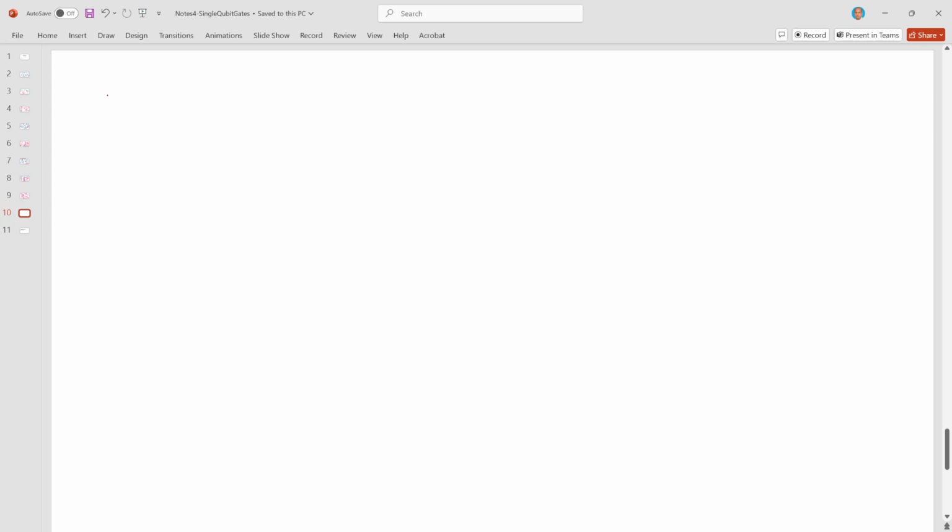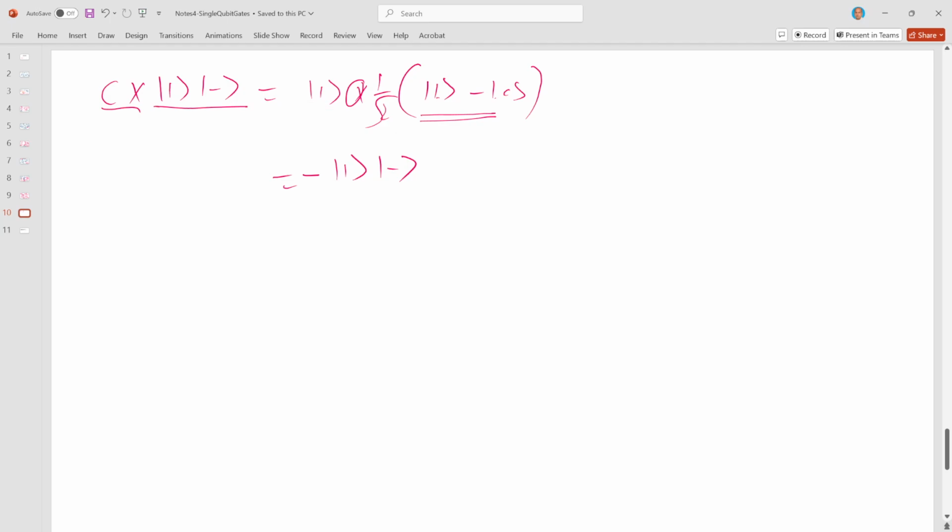And continuing with the previous example, I was applying the CX gate to this state, and we are able to take this 1 common, and then there was 1 over square root 2, 1 minus 0. But what I can do is take this minus sign common. So then this becomes 0 minus 1, which is the minus state. So you see the control X actually didn't flip the state. It just gave a negative sign right over here.